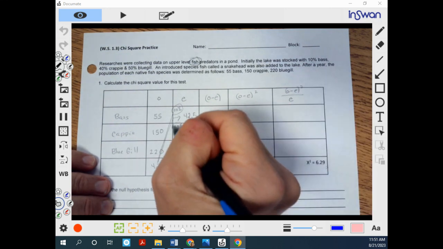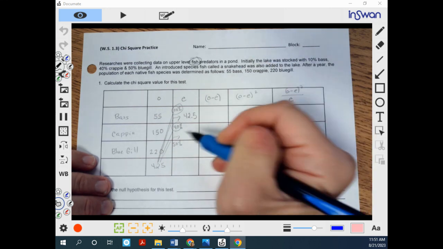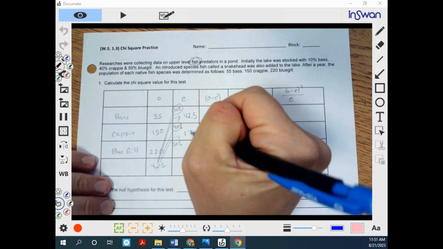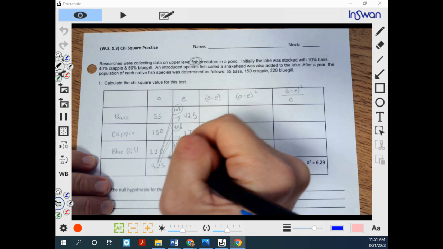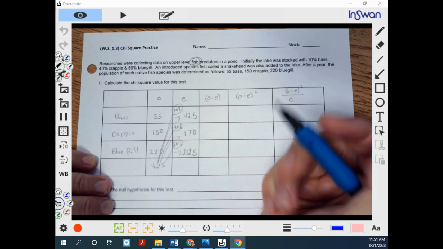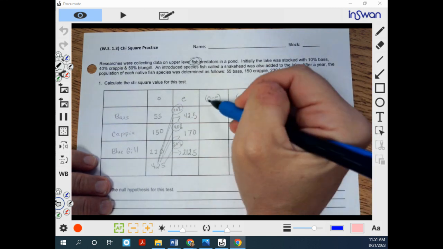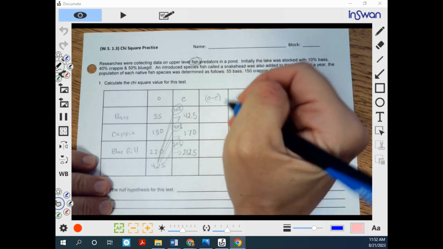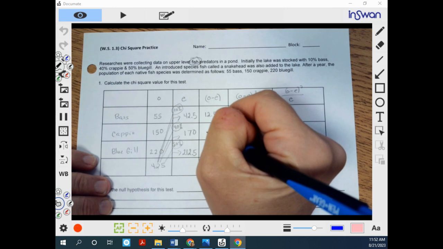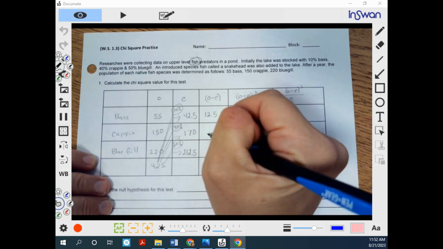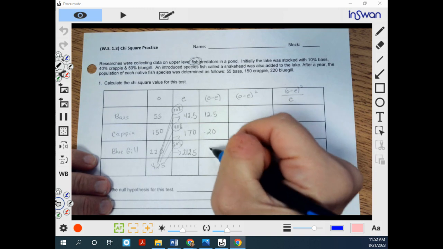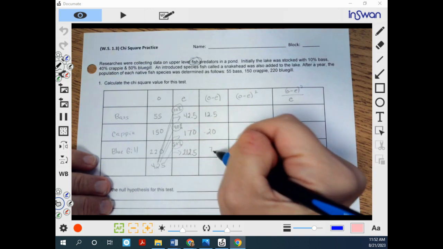All right, now we're going to do 40% times 425, or 0.40 times 425. That gives us 170. And then 50% times 425 will give us 212.5. All right, now we just got to follow the directions. So O minus E, 55 minus 42.5 gives us 12.5. This one is negative 20, but remember, we're about ready to square it. So that negative really isn't important in this case because we're about ready to get rid of it. So you can put negative 20 or 20, it doesn't matter. And then the difference between here and here is 7.5.